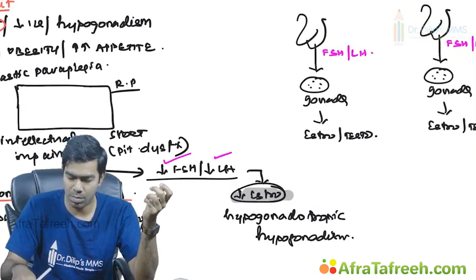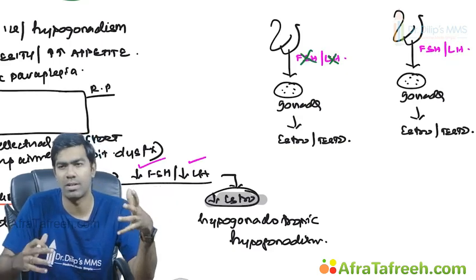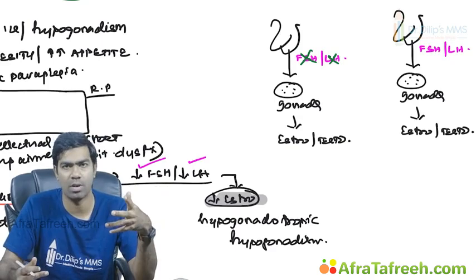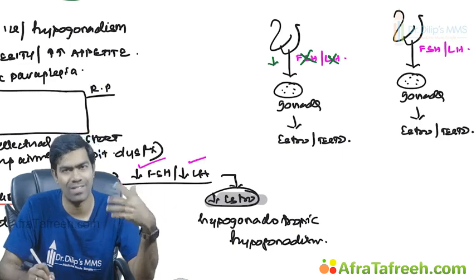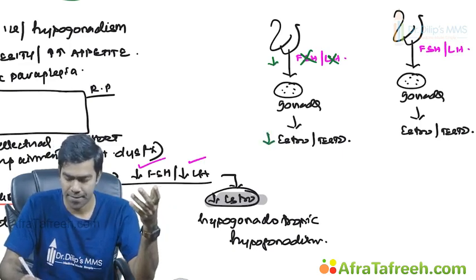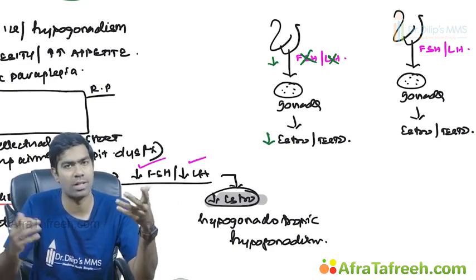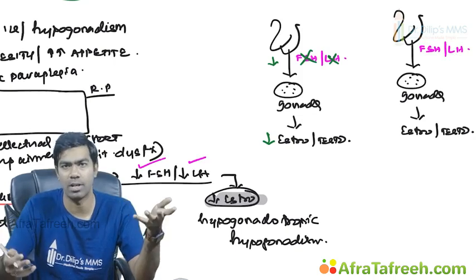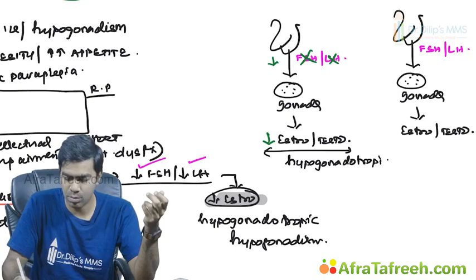Suppose we have a problem in the FSH and the LH. Because of that, the gonads are technically normal, anatomically normal, but functionally not working properly. That is because of the low FSH and LH from the pituitary. Obviously your estrogen, progesterone, or testosterone in the particular individual will be low, and this is what we refer to as a hypogonadotropic hypogonadism. Clear? Both are hypogonadism only.